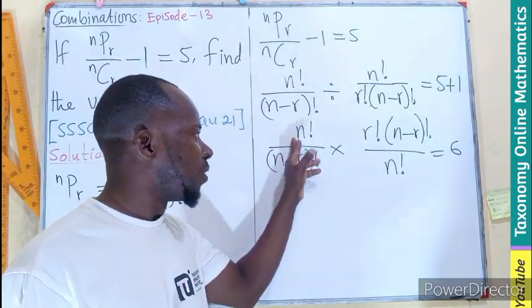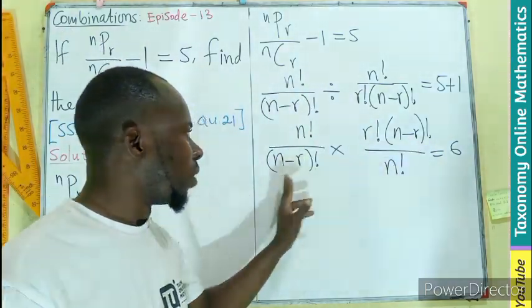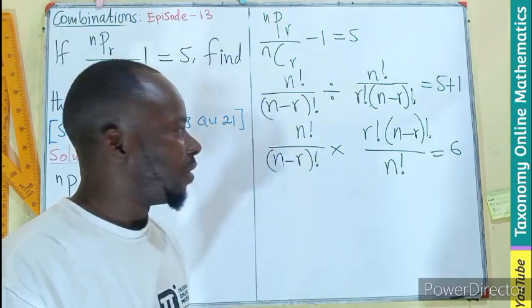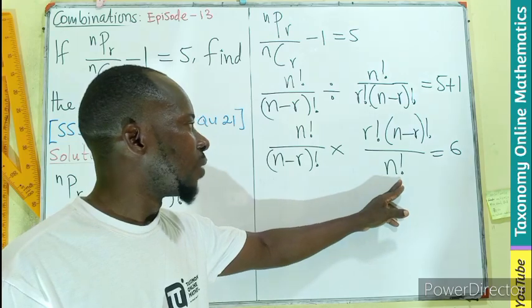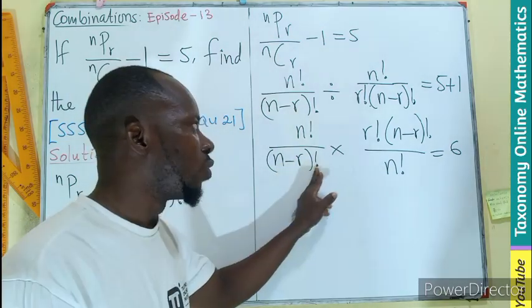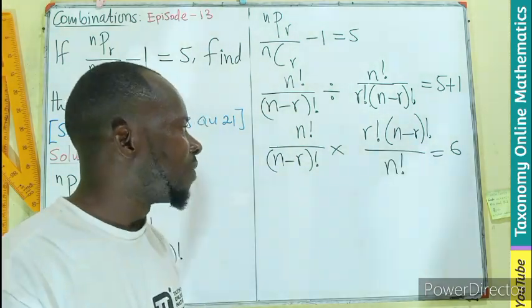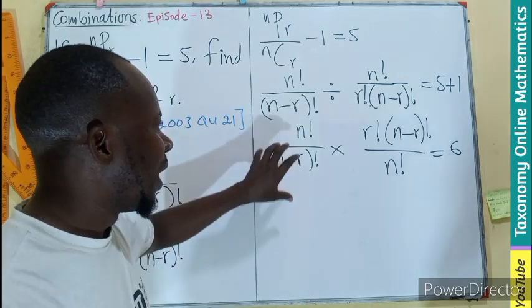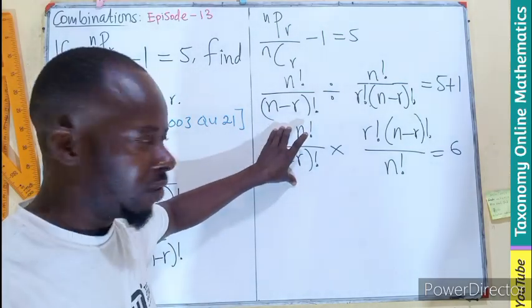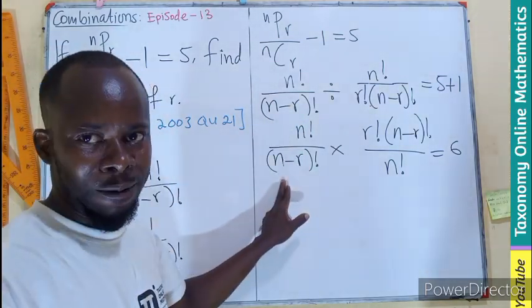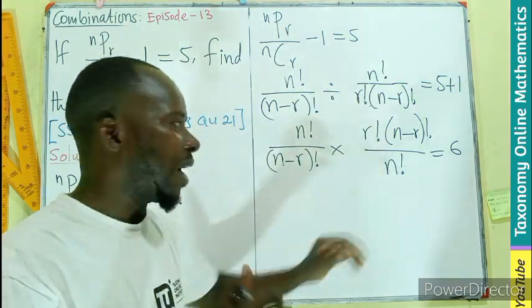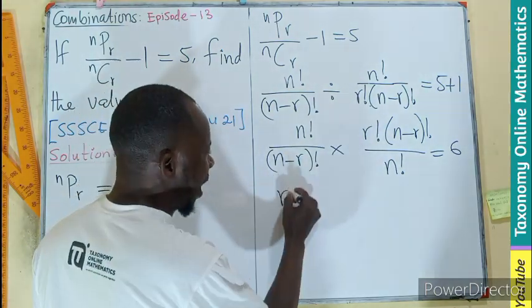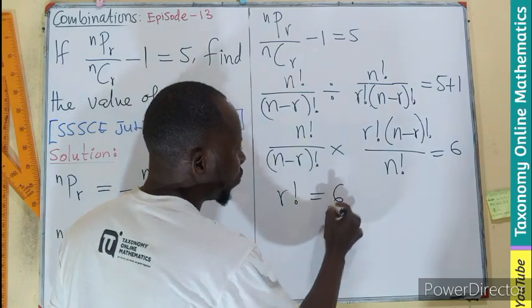So it means this is multiplying this, this is also multiplying this. In the same sense, they can cancel themselves. So n factorial will cancel n factorial, (n minus r) factorial will cancel (n minus r) factorial. What will be left? I should be left with 1 in the case of this, meaning 1 divided by 1, then times r factorial divided by 1 will be r factorial. So I have r factorial now equals to what?